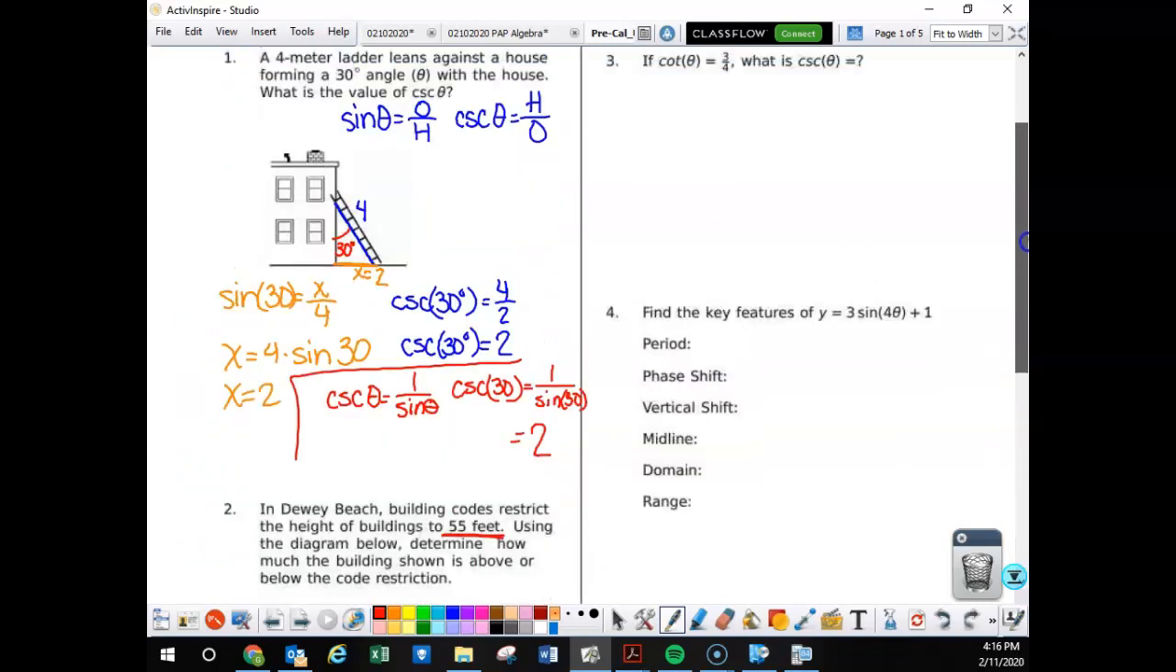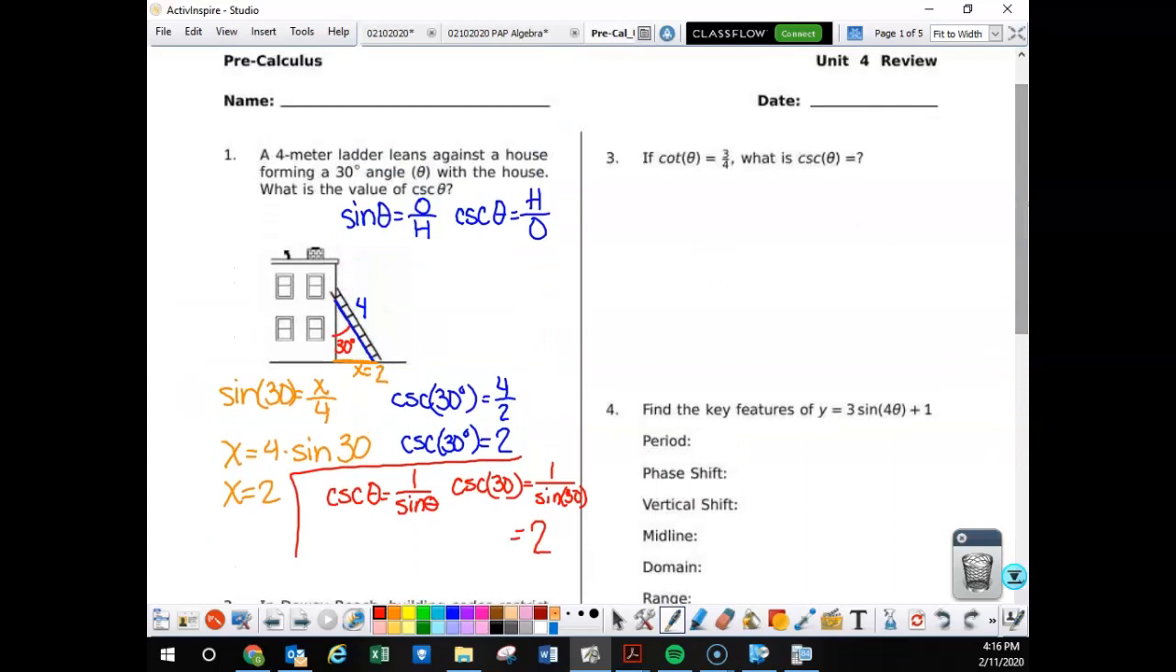Okay. Number 3. If cotangent theta is equal to 3 over 4, what is cosecant theta? So we already talked about cosecant theta being hypotenuse over opposite. So if I draw my triangle, and let's say this is theta, I know this is the opposite, this is the adjacent, and this is the hypotenuse. Well, tangent theta is opposite over adjacent. Therefore, cotangent theta is going to be adjacent over opposite.